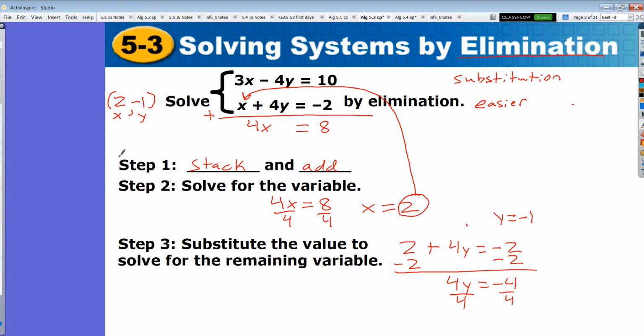All right, do you guys see how much faster and how much simpler that is to use elimination? I know some of you guys are smiling out there thinking like, wow, this is going to be so much easier. All right, it is. You guys are welcome for that.